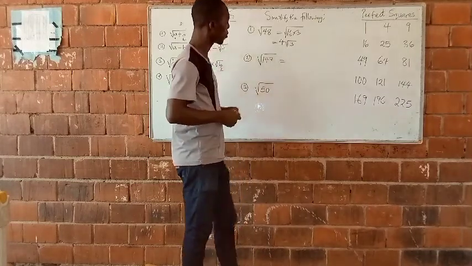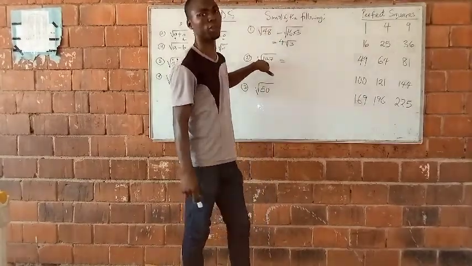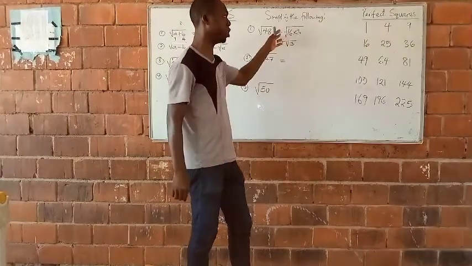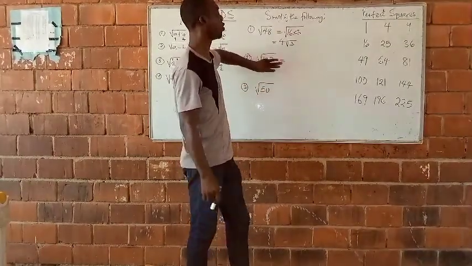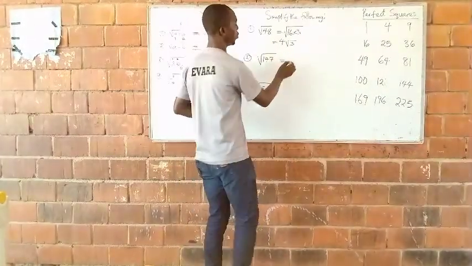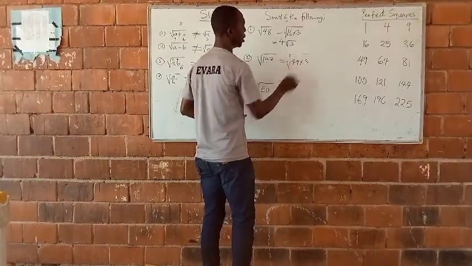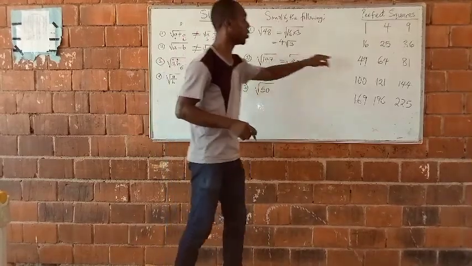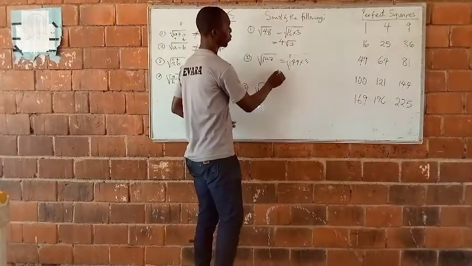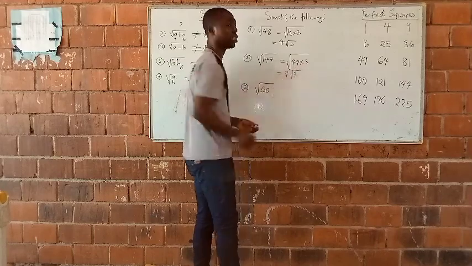Next, 147. So we'll check among these perfect squares which one can divide 147 without a remainder. If you have more than one, we'll pick the highest of them, like we did in the first example. So this 147, 49 will divide 147. So that means my 147 will be 49 multiplied by 3. We just simply divide 147 by 49. That will give us 3. So square root of 49 is 7. Then we are left with 3 in the root sign.